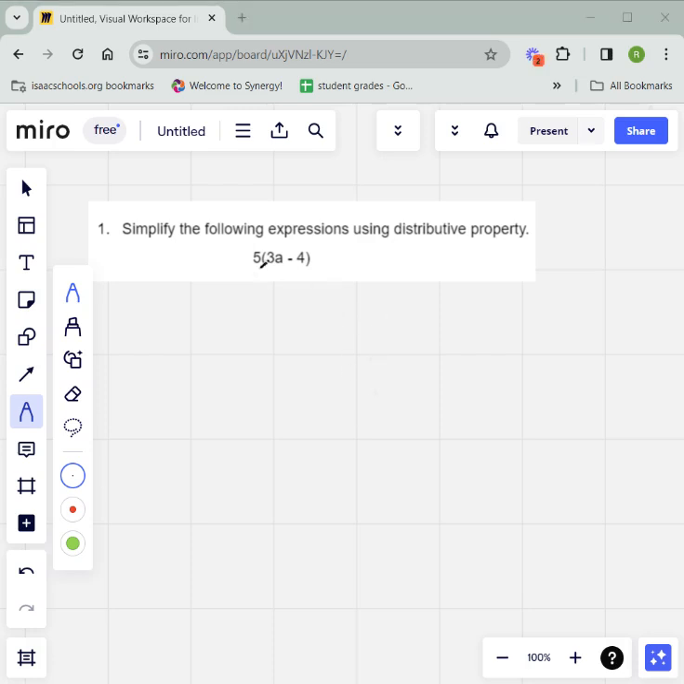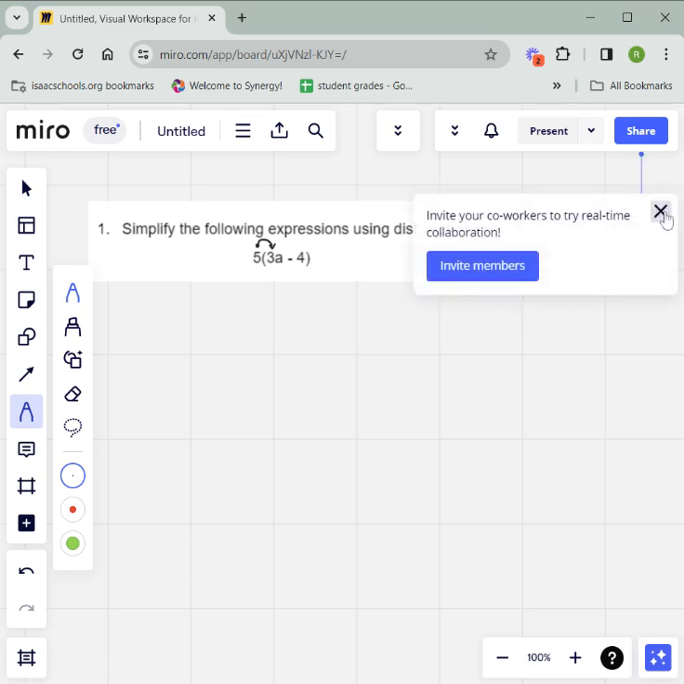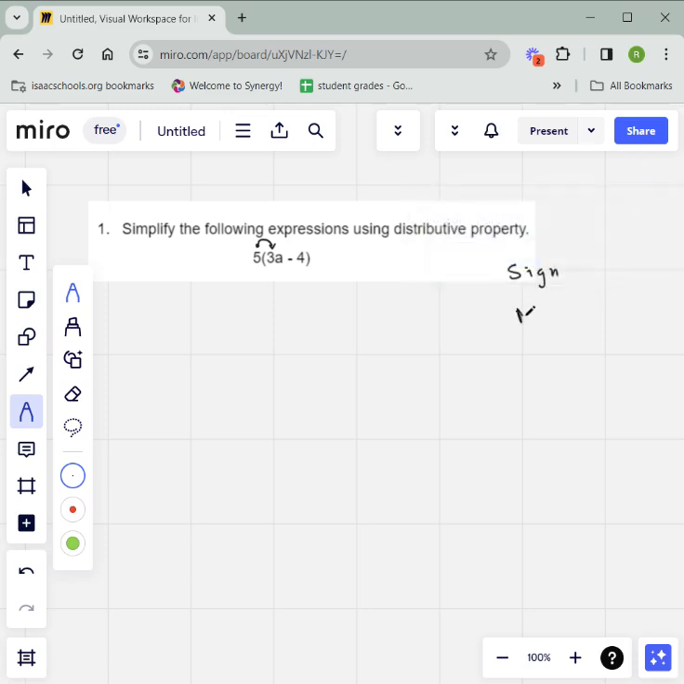So when you have 5 parenthesis 3a minus 4, the first thing you do is the distributive property. You multiply with this one here, and that's going to be 5 times 3a. 5 times 3 is 15. Don't forget the symbol or the sign, number, and letter. So this is the order.